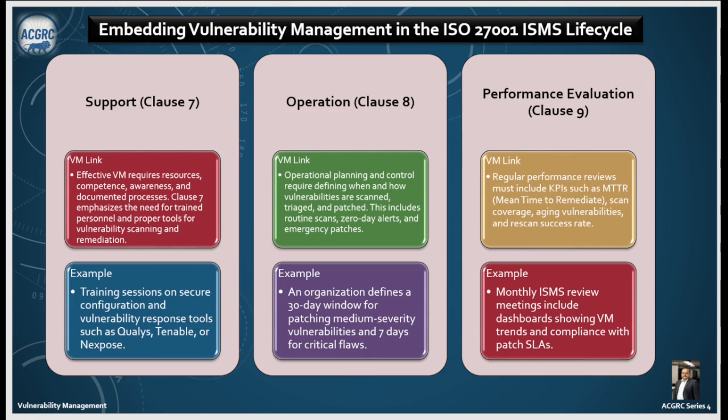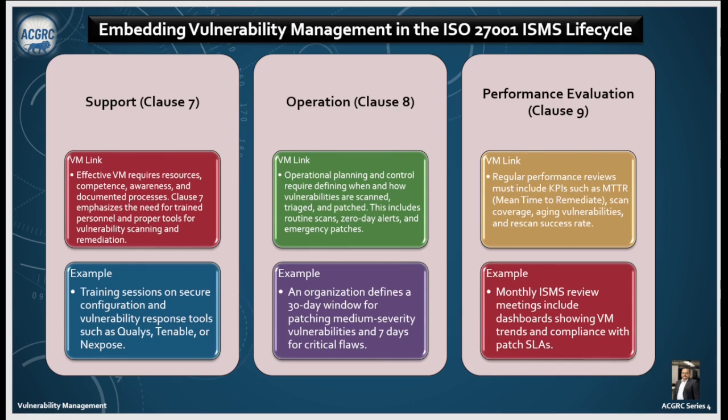Clause 7. Now, what is clause 7 about? Well, clause 7 is all about giving your information security program the support it needs to succeed. Think of it like this: even the best security plan will fail if people aren't trained, tools aren't available, or no one knows what's expected. So, clause 7 ensures the organization has the right people, right tools, right knowledge, and communication to keep information secure.